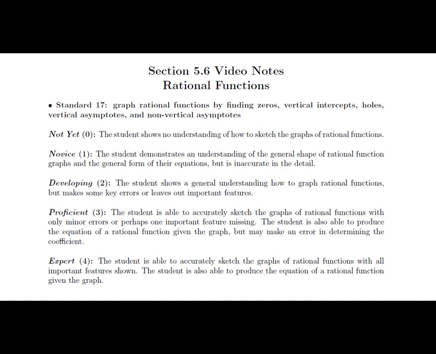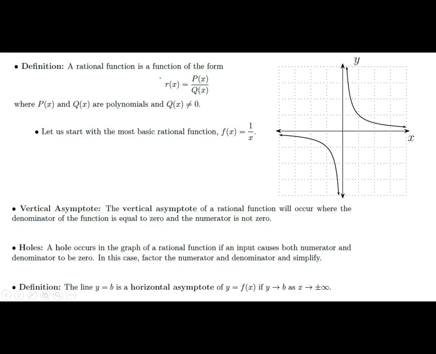In this section, we're going to look at rational functions. Now, a rational function is one that is a fraction of polynomials. A rational number is just a number that can be written as a fraction, so that's where the term rational function comes from. All right, so here's the formal definition. We have a rational function when you have p of x divided by q of x, where both p and q are polynomials of some kind.